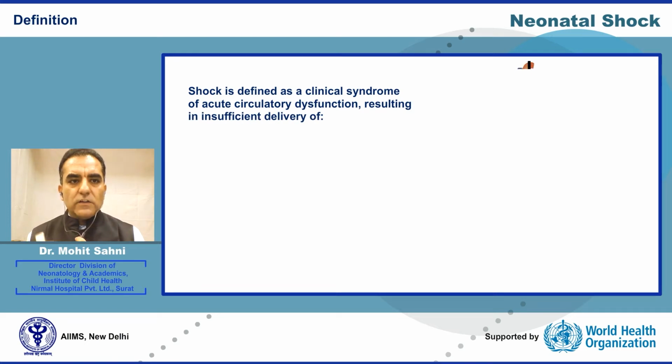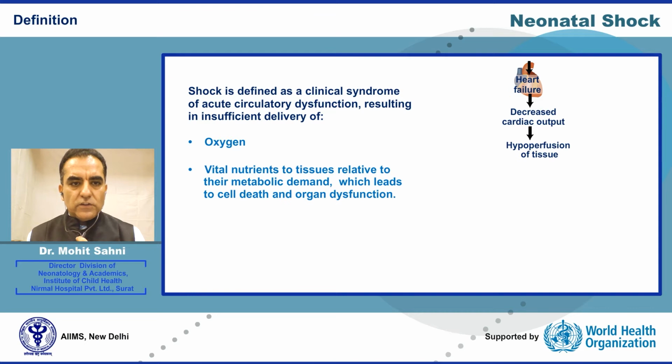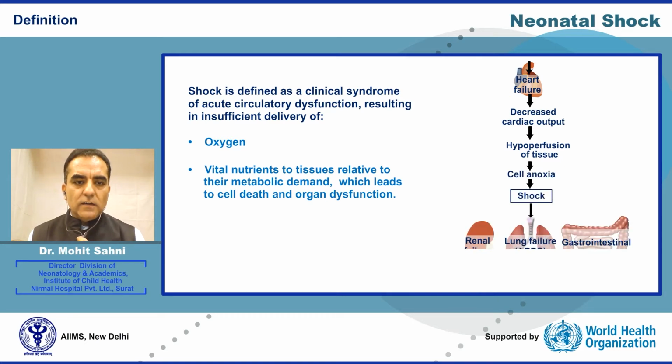If we talk about the clinical pathological definition of shock, it is a clinical syndrome of acute circulatory dysfunction which results in insufficient delivery of oxygen and vital nutrients to the tissue, which is relatively lesser than their actual metabolic demand. Also, the metabolic end products, byproducts, are not being flushed out from the tissues and cells, and therefore it leads to cell death and organ dysfunction.